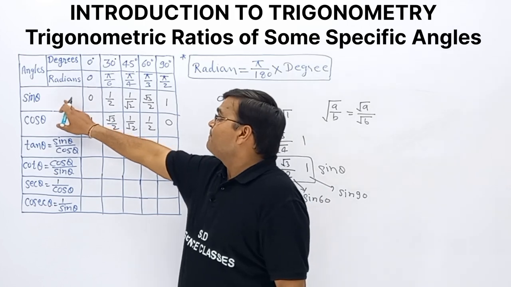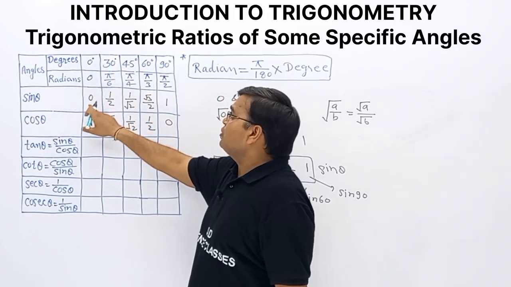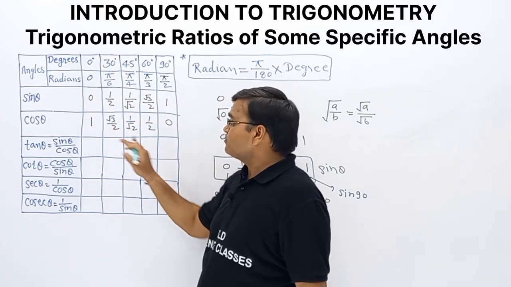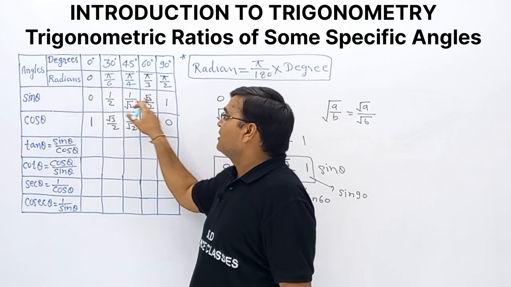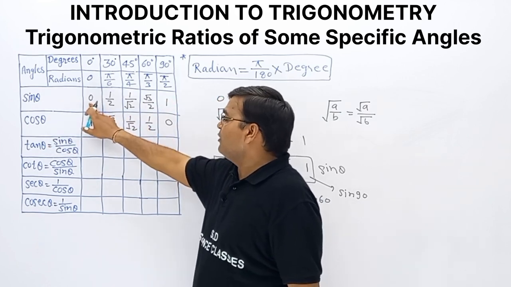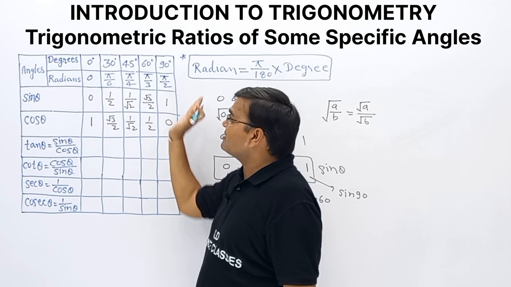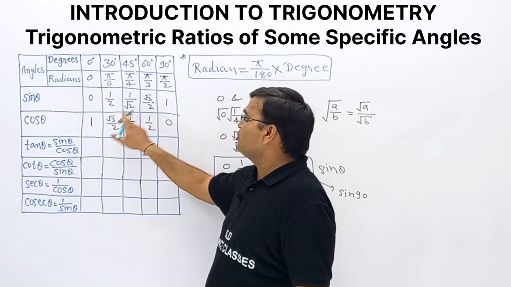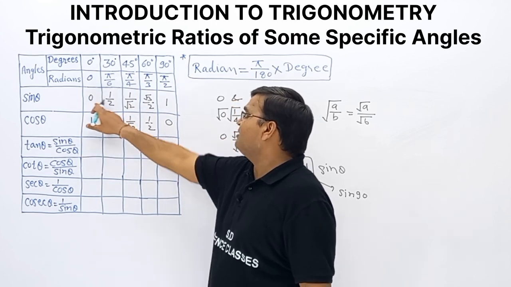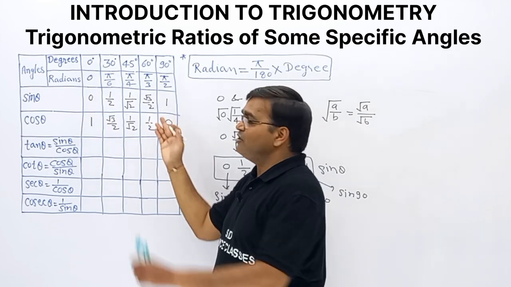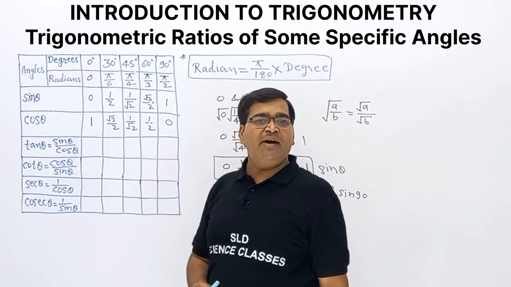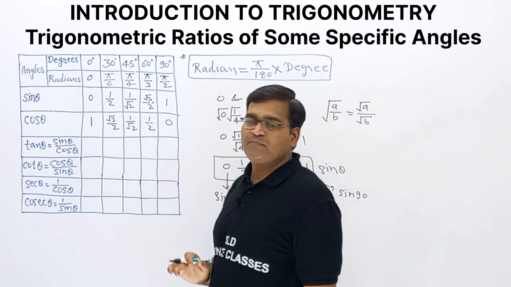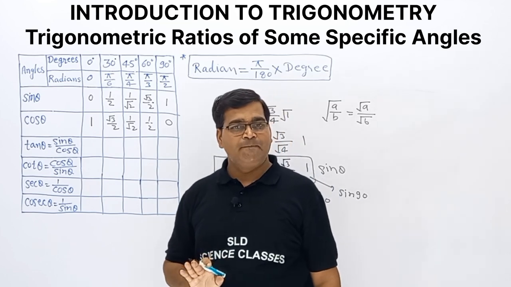For sin theta, as theta increases, the value increases from 0 to 1. Cos theta will be the reverse. We are doing what? 0 to 1, we reverse this one, then we are getting 1. This one will be there, this one will be there. 0 to 1, all these values will be reversed. Then we are getting this one. Cos theta will be completed.